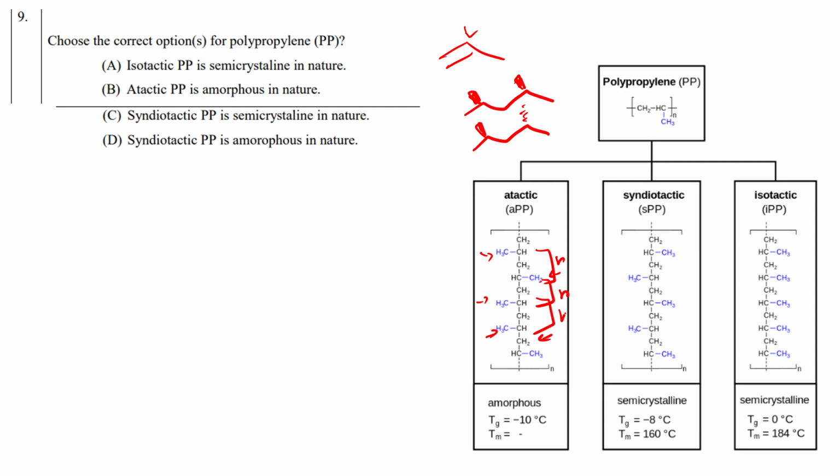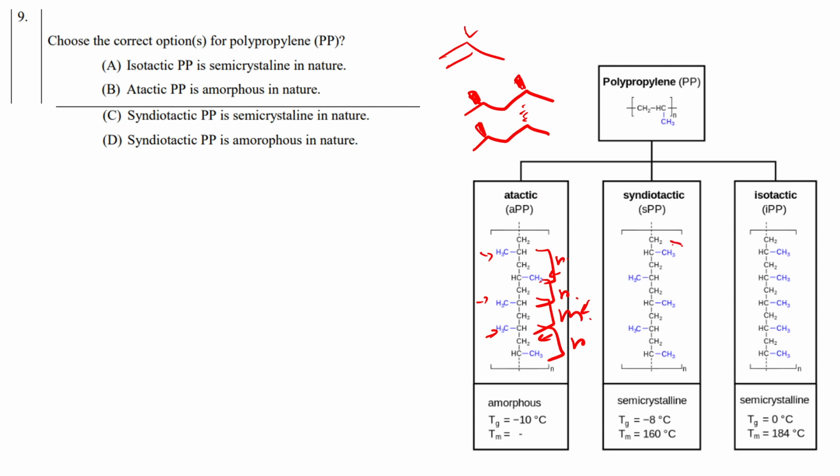Now this one is a meso diad, and again the racemic. So no order. So racemic, meso. So already you have error present, that's why it is called atactic.